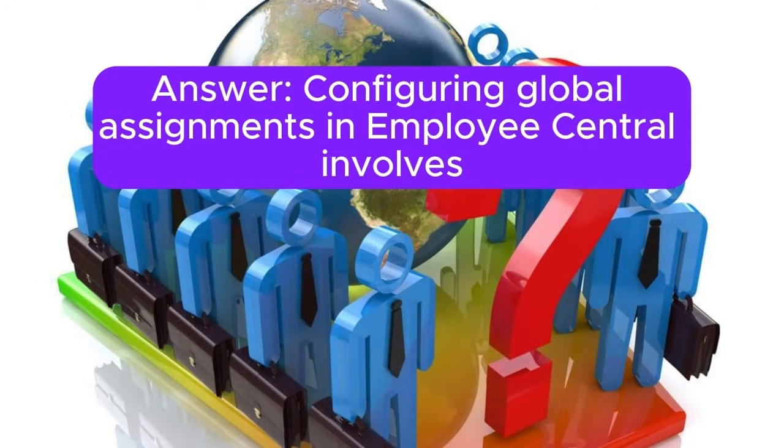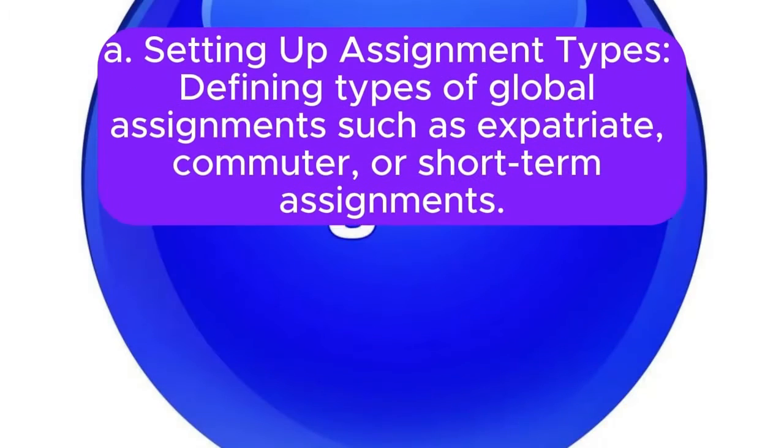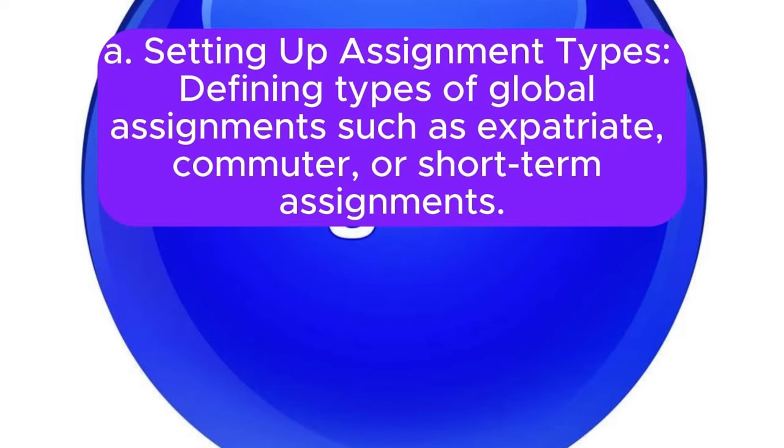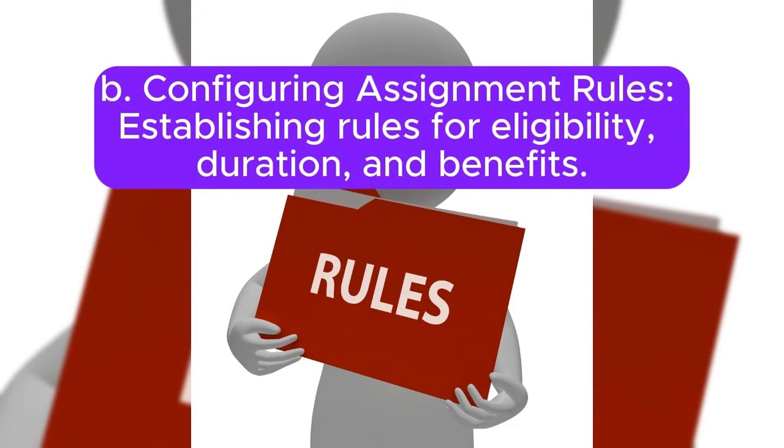32. How do you configure global assignments in Employee Central? Answer: configuring global assignments in Employee Central involves A. Setting up assignment types, defining types of global assignments such as expatriate, commuter, or short-term assignments. B. Configuring assignment rules, establishing rules for eligibility, duration, and benefits.